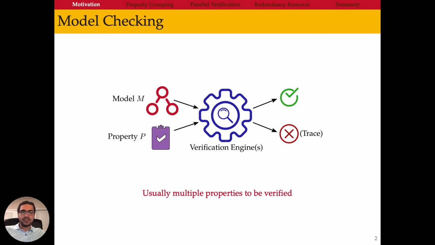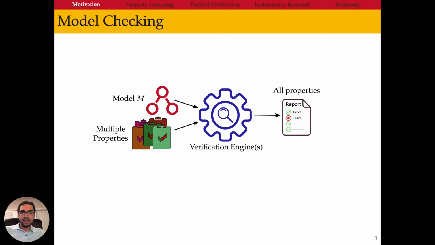However, the situation is a lot different for practical verification tasks. Instead of just one property, there are usually multiple properties to be verified against the model M. A more realistic model checking workflow looks like this. The verification engine checks the model against several properties and reports the verification result for all the model-property combinations.